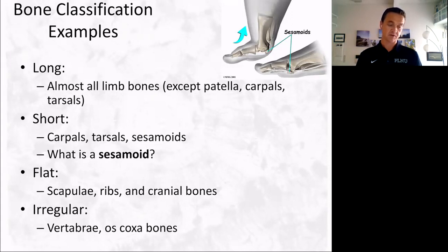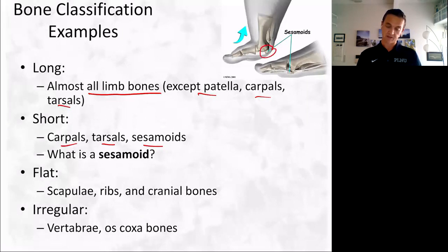Okay, so long bones, some examples. Almost all the limb bones, right, except for the patella, carpals, and tarsals, okay? So all the metatarsals, metacarpals, radius, humerus, ulna, tibia, fibula, you know, all those bones that are longer bones, all those limb bones, okay? Short bones, think of our little tiny ones like our carpals, our tarsals, sesamoids.